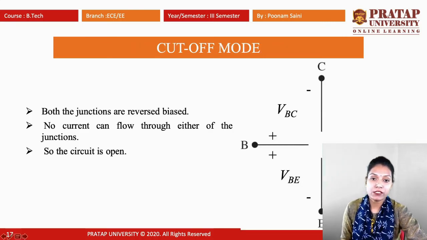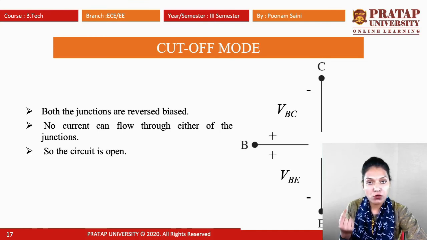First, in cutoff mode, both junctions are in reverse bias and no current can flow through either of the junctions, so the circuit is open. When the diode is in reverse bias, there is no current flow, which means the circuit is open.